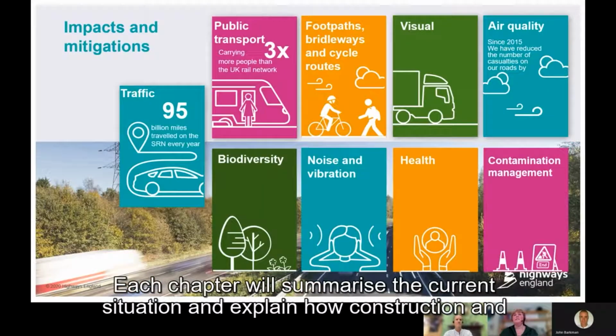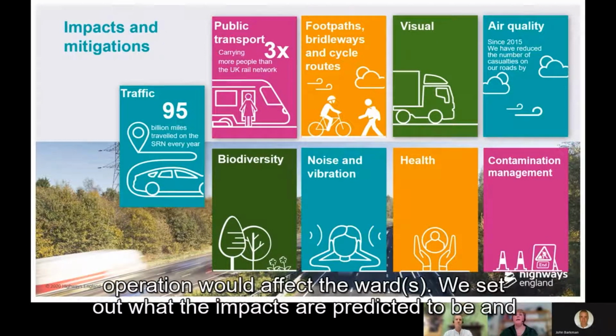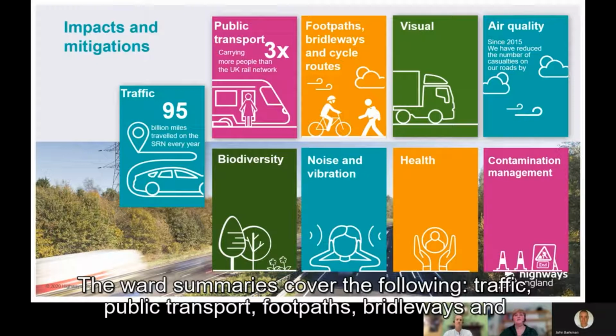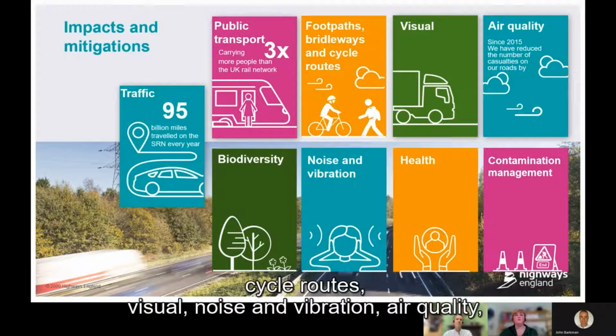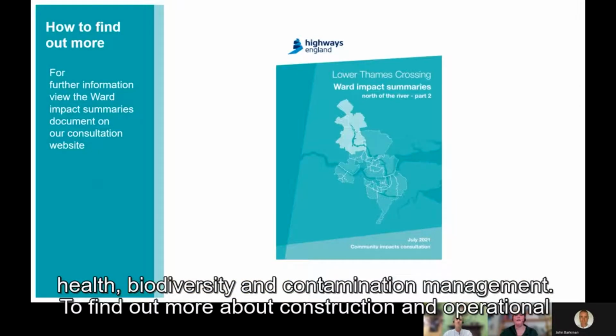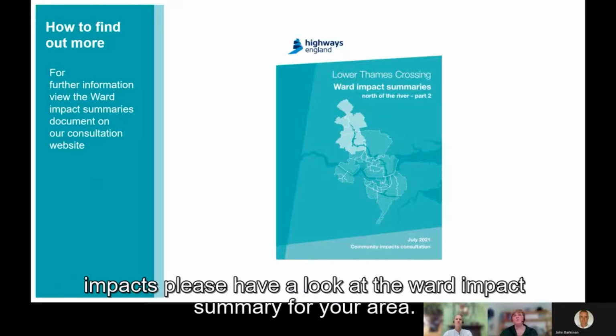Each chapter will summarise the current situation and explain how construction and operation would affect that ward. We set out what the impacts are predicted to be, and the measures we would use to mitigate them. Where there are no impacts, we also highlight this. The ward impact summaries cover the following: traffic, public transport, footpaths, bridleways and cycle routes, visual, noise and vibration, air quality, health, biodiversity and contamination management. To find out more about our construction and operational impacts, please have a look at the ward impact summaries in your area.